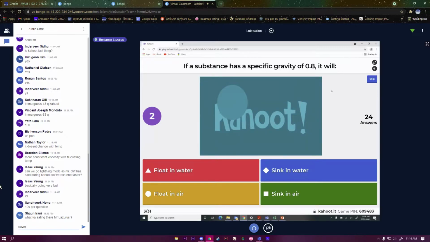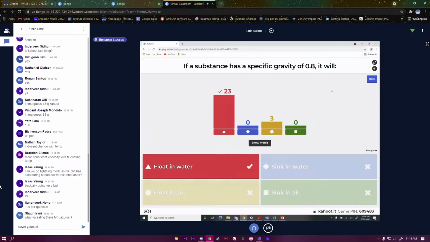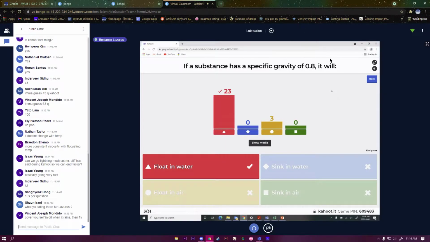I'm eating a nectarine. It's kind of crunchy. So it'll float in water. It would actually sink in air too. Right.